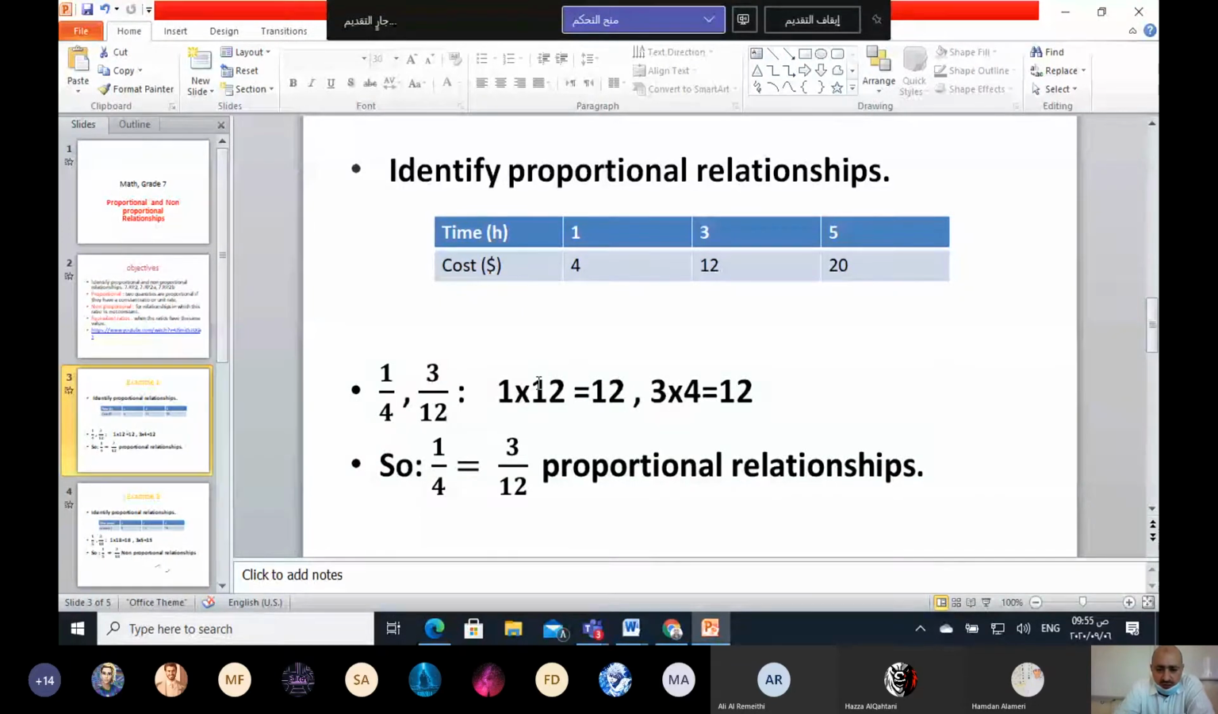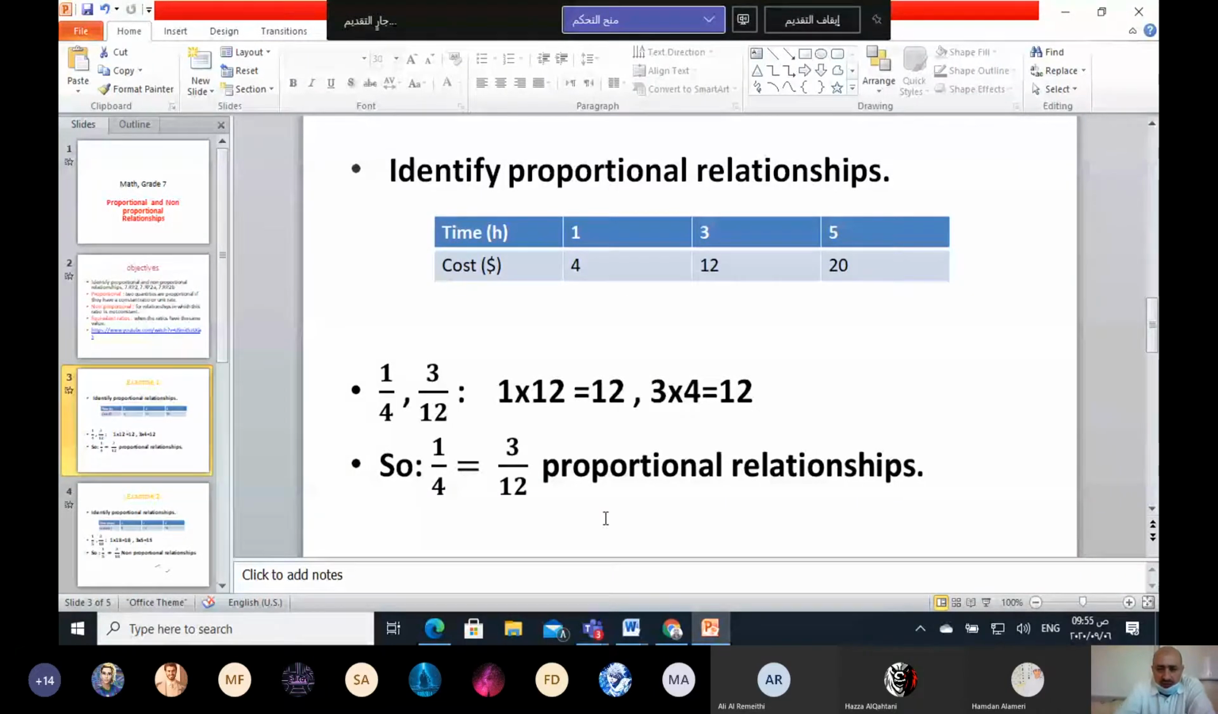Why? Because we have 1 over 4 equal to 3 over 12. This means these are equivalent ratios. When you have equivalent ratios, it means you have a proportional relationship.